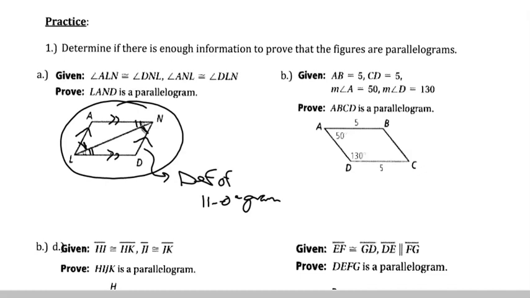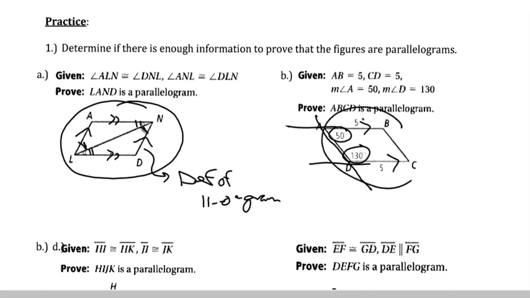Take a look at this. If this is 50 and that is 130, those are SSIA. If those are SSIA and it looks like they add to be 180, then what do we know about the top and the bottom? The top and the bottom must be parallel because of the converse of SSIA.